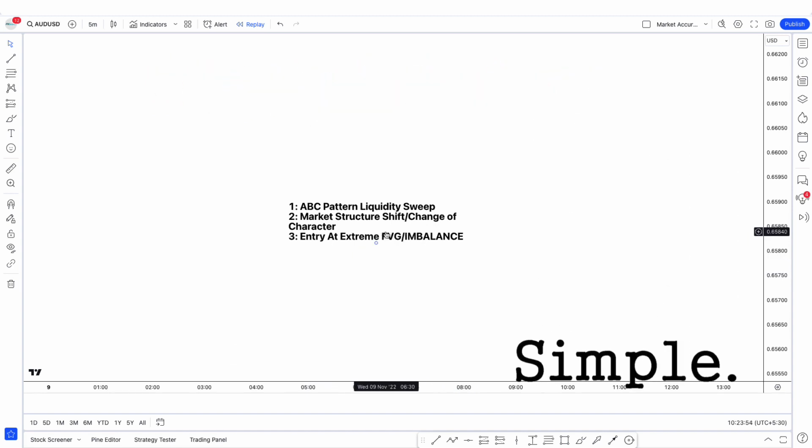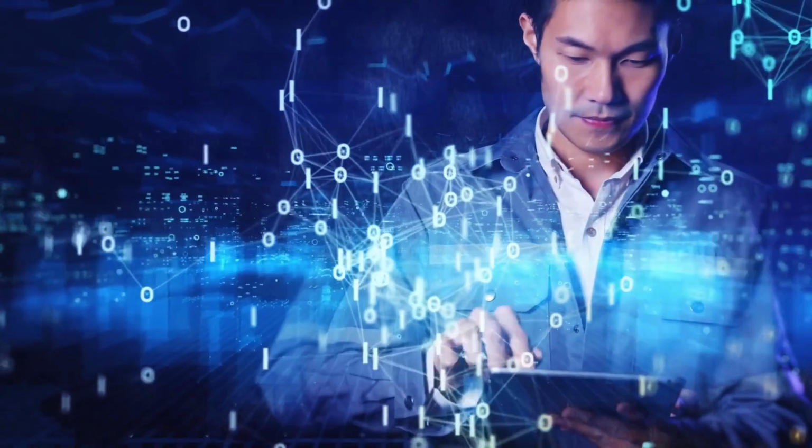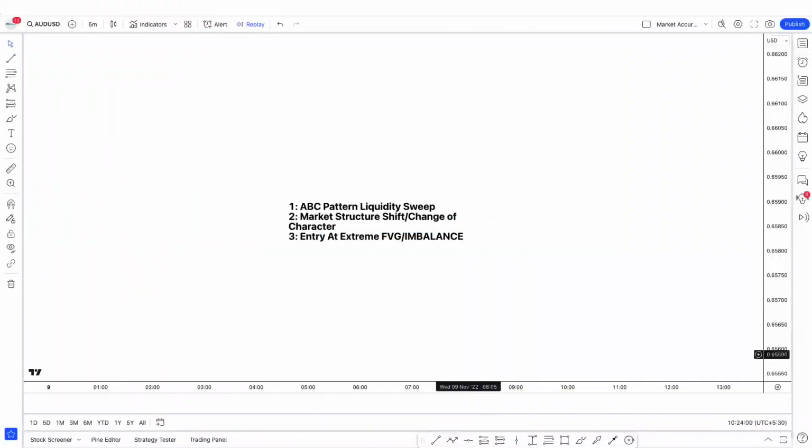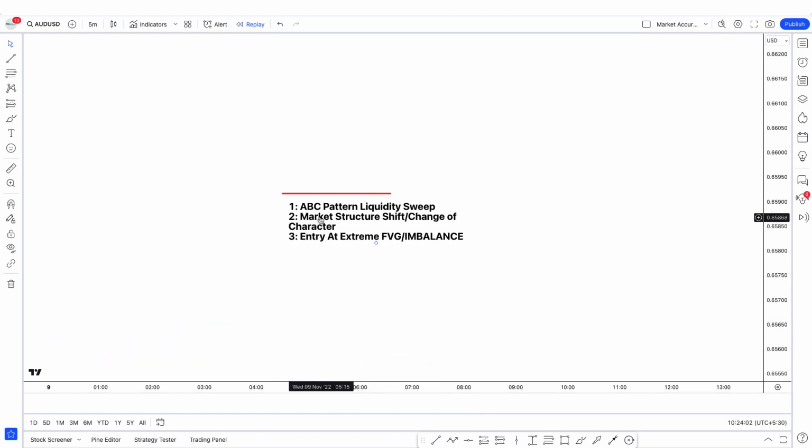Guys, your strategy should be simple. It shouldn't be complicated. There should be some rules, and you should follow those rules like a robot, no matter what. There are 3 rules to this trading strategy. So we look for an ABC pattern liquidity sweep.